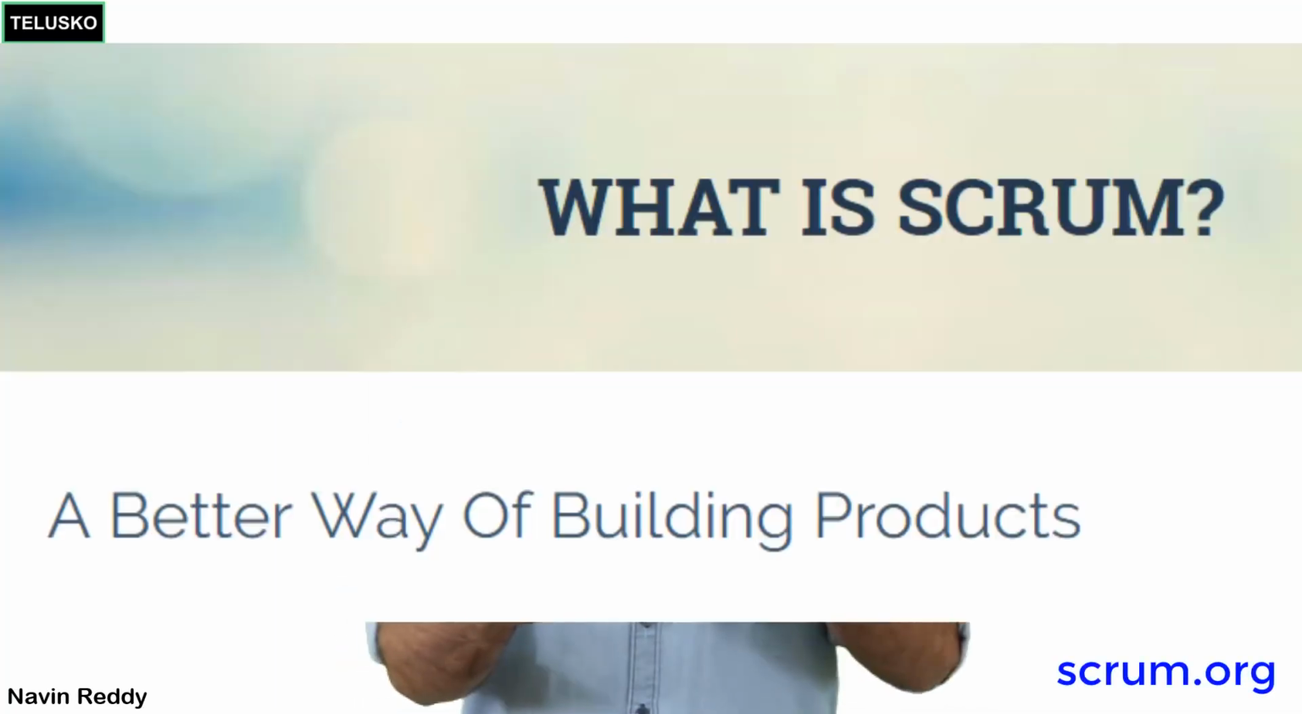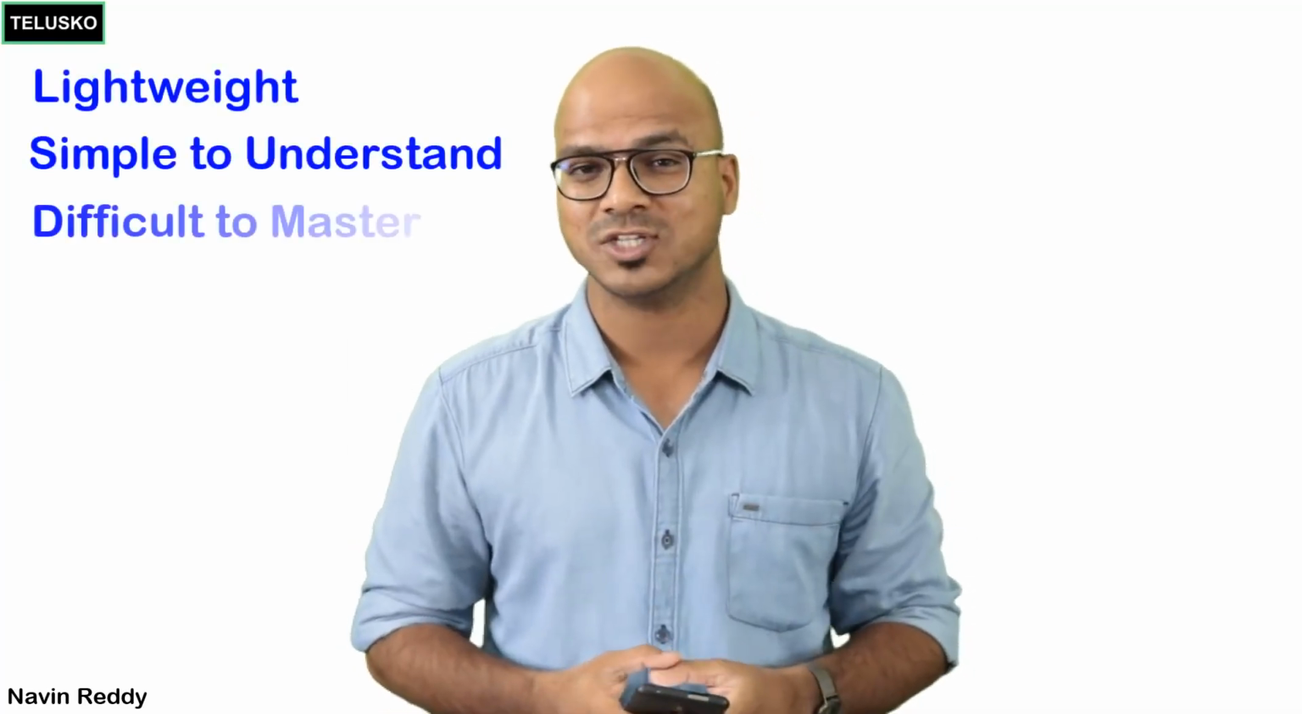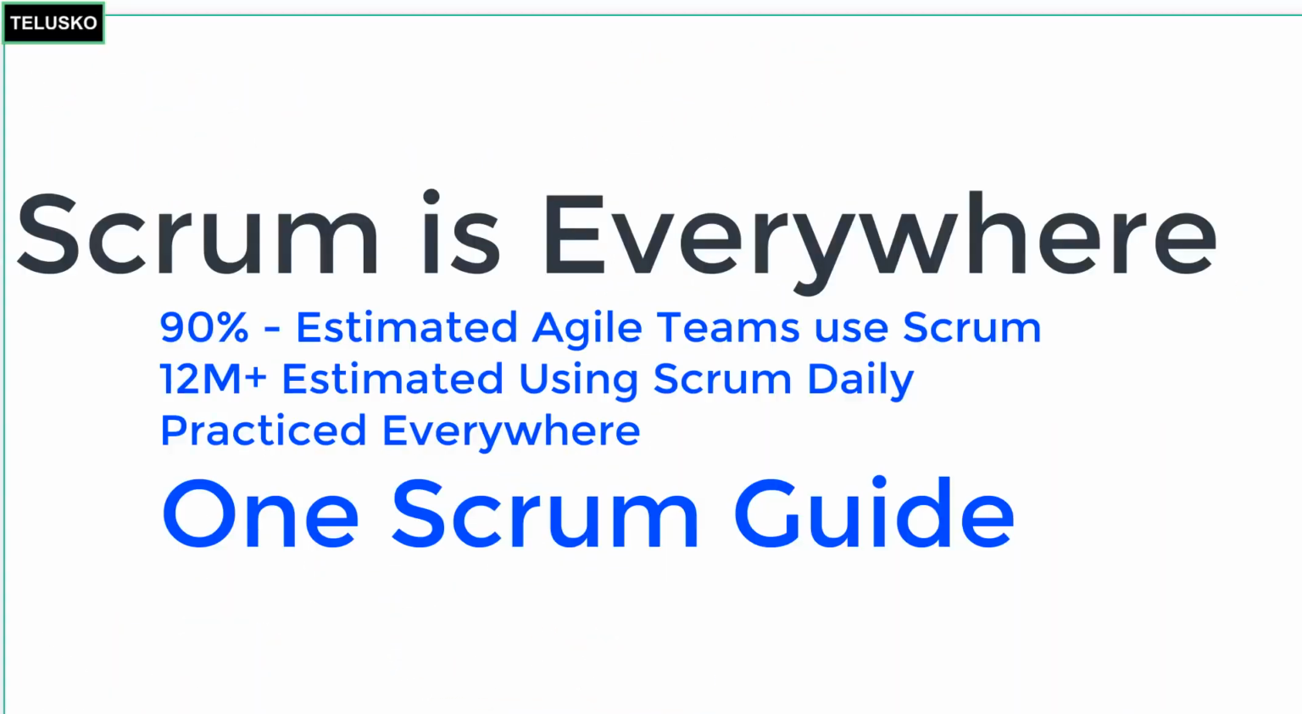But what is Scrum? Now if you go to the website, which is scrum.org, they simply say it's a better way of building products. Now how will you define Scrum? So Scrum is a framework, of course. It's a lightweight framework. It is simple to understand but difficult to master. You might be thinking, who uses Scrum? Scrum is used everywhere. 90% of estimated Agile teams use Scrum. It is practiced everywhere, and the good thing is it has only one Scrum guide. So there's only one definition of it.